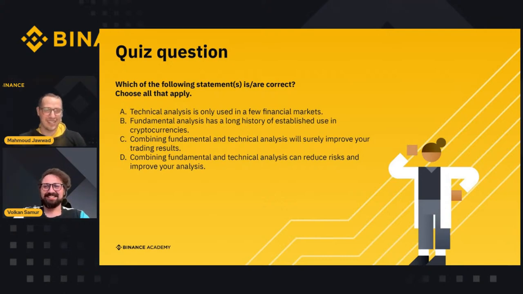All right, so let's jump right into the quiz question. Which of the following statements is correct? A, technical analysis is only used in a few financial markets. B, fundamental analysis has a long history of established use in cryptocurrencies. C, combining fundamental and technical analysis will surely improve your trading results. Or is it D, combining fundamental and technical analysis can reduce risks and improve your analysis? You can again use the comment box, please, and let us know which answer is correct.